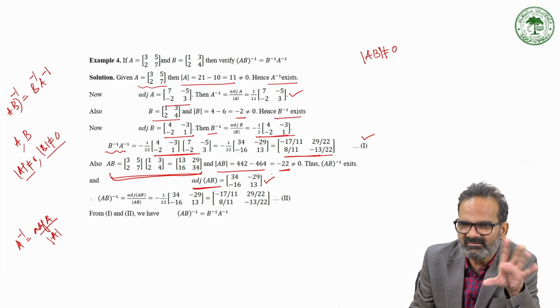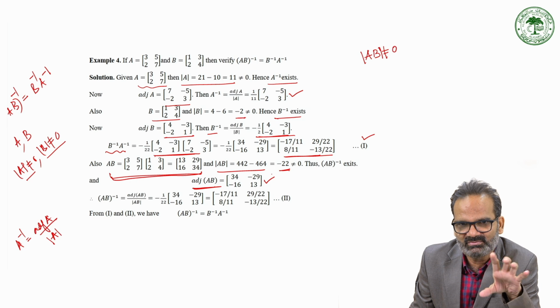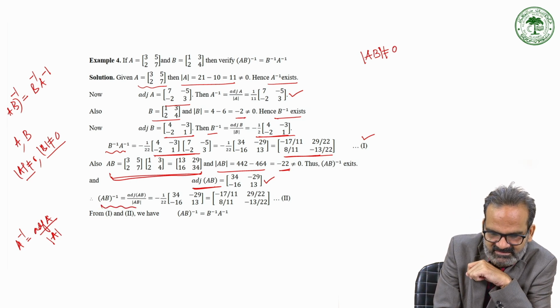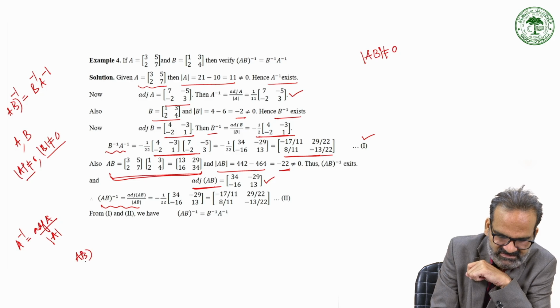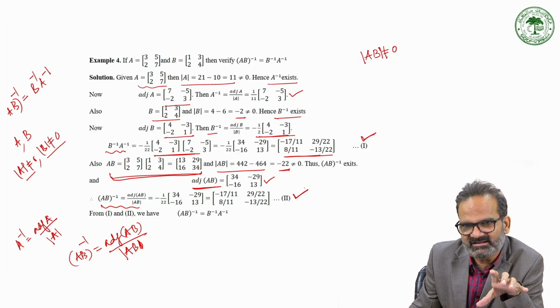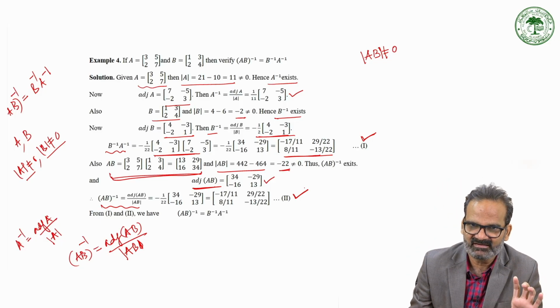You can use any one of the two methods to calculate the adjoint of a matrix of order 2. So adjoint of AB is this, therefore (AB) inverse by the same formula will be equal to adjoint of AB divided by determinant of AB, right? So we are using this formula. This is equation number 2, and from equation 1 and equation 2 both matrices are the same, therefore (AB) inverse is equal to B inverse A inverse, right?